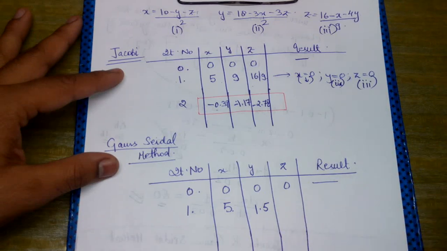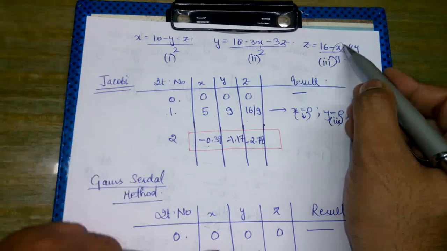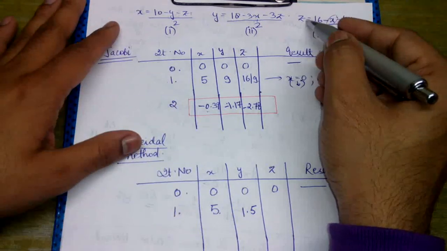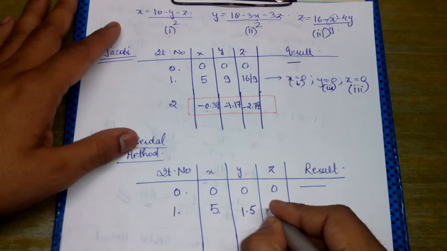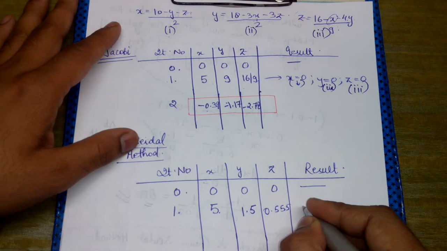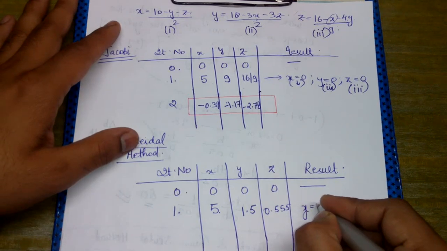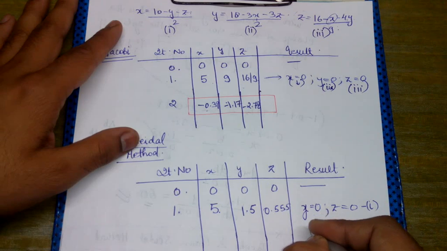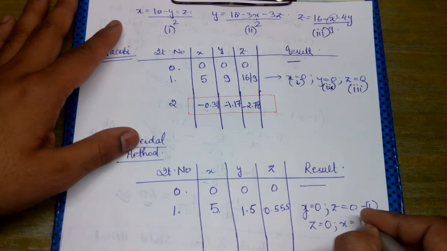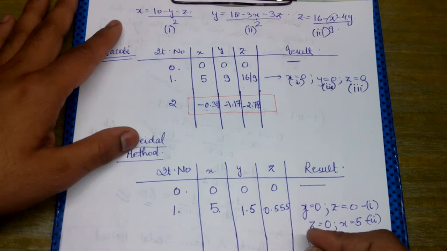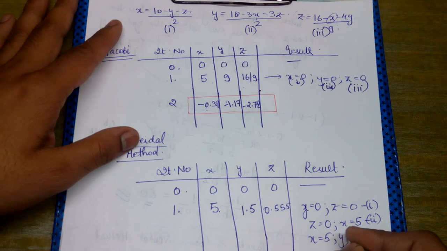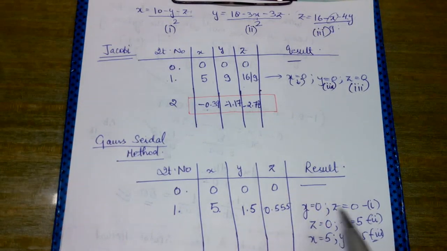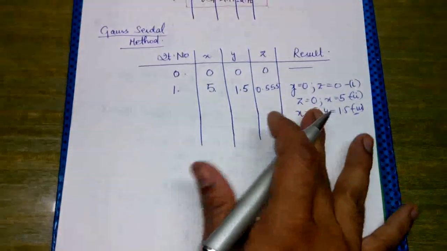Now in this equation the value of x will be kept as 5, the value of y will be kept as 1.5, and we will find out what z is. So z would come out to be 0.555. So we have kept y equal to 0 and z equal to 0 in equation number 1. We have kept z equal to 0 and x equal to 5 in equation number 2, and we have kept x equal to 5 and y equal to 1.5 in equation number 3. Okay, so we have obtained the results as follows. Now we will go for another iteration.